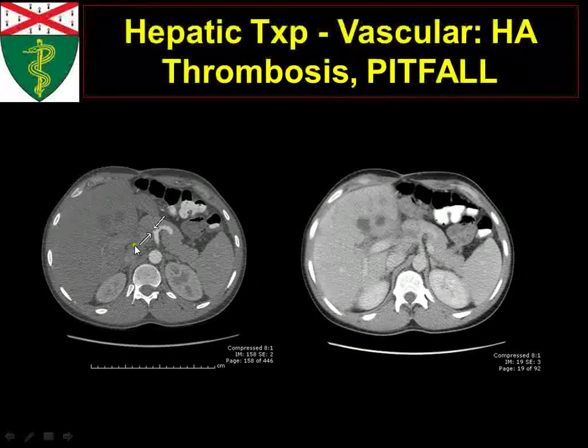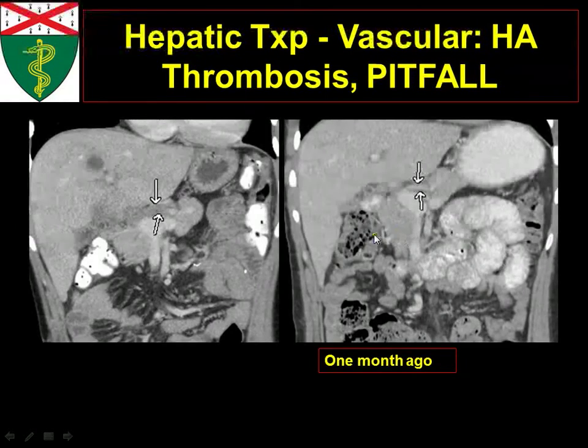And so this, as you can see, was completely thrombosed over here. This was the portal venous phase, and you can see how nicely you see it on the CT. It's actually this vessel that's thrombosed. That's the hepatic artery, and you can see how it's completely thrombosed over here. And this is what it was a month ago. So it was open.